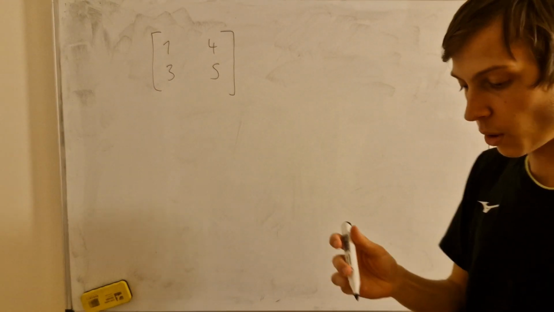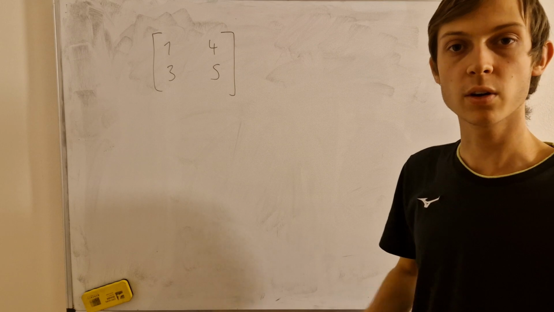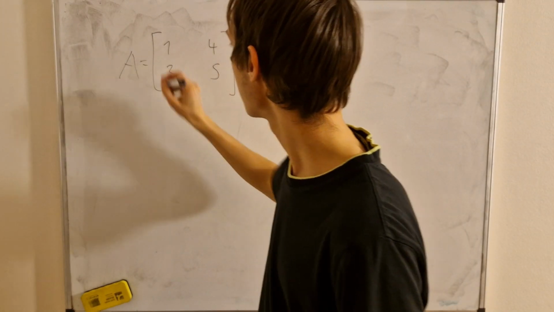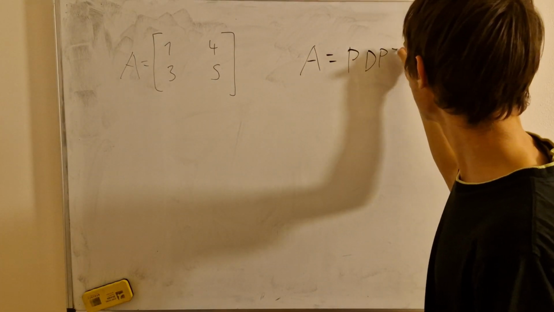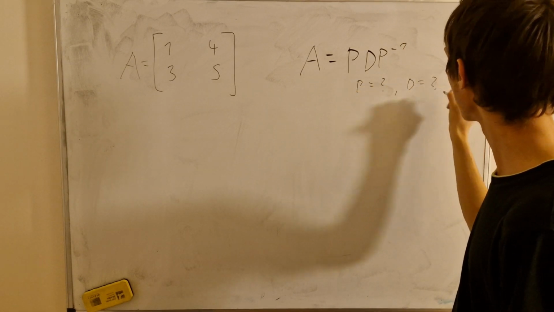Greetings. In this one I will show how to diagonalize a matrix with this example. So it's a 2 by 2 matrix, and in order to diagonalize a matrix, what it basically means is if this matrix that I'm looking at is A, then it can also be written as P D P inverse, where P and D we don't know, and the goal here is to find them out.